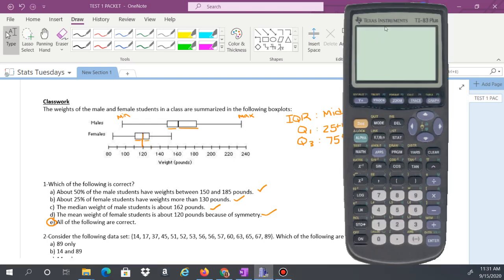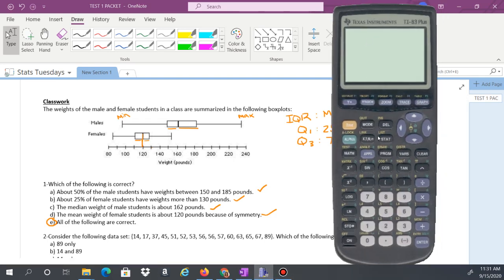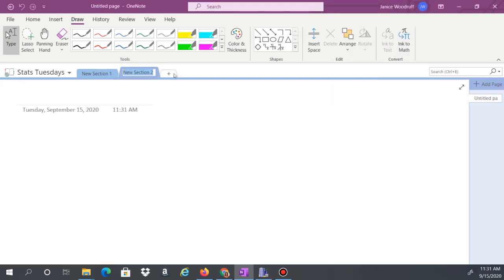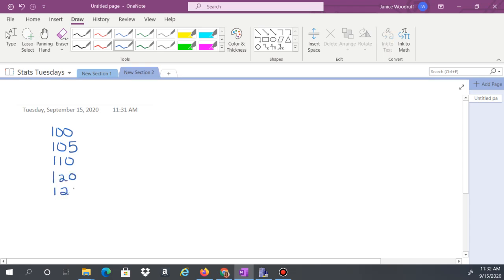Okay, so let's do the box plot with some data so we can look at this. Let's just say I'm going to come over here, and we'll do the same thing. We'll do weights. I'm going to do 10 values and see what this looks like. So I don't know, we'll start with 100. We'll do a 105, 110. Let's do a couple 120s.